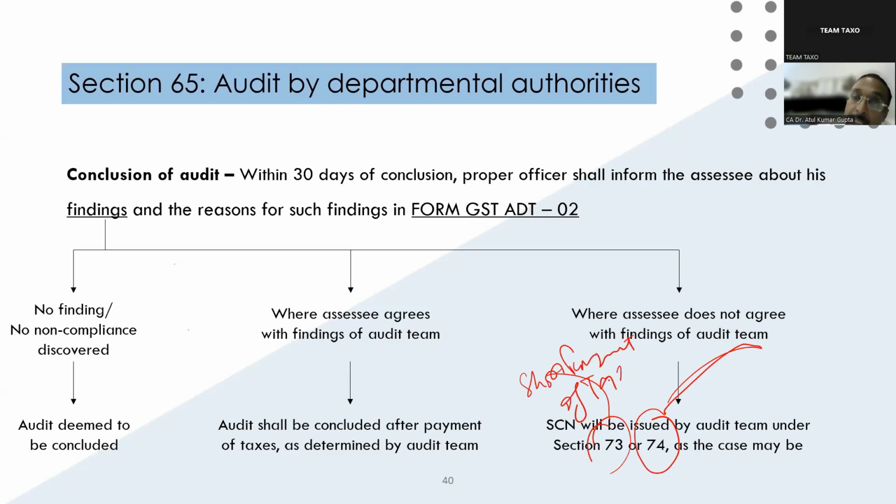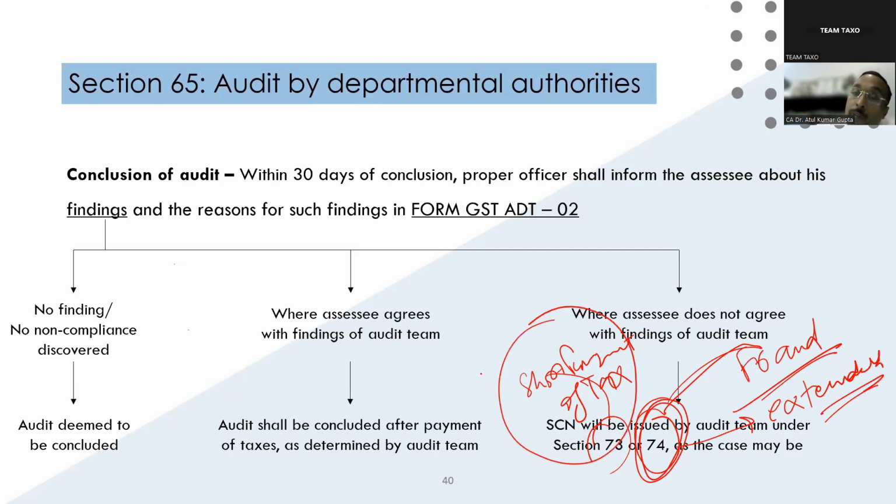Whereas in case there is an icing on the cake, meaning thereby there is an allegation of fraud, in that case, the same notice will be issued under section 74 for an extended period. So the normal period of demand will be there in section 73, and a larger period of demand will be there under section 74, which is something that we should be aware of.